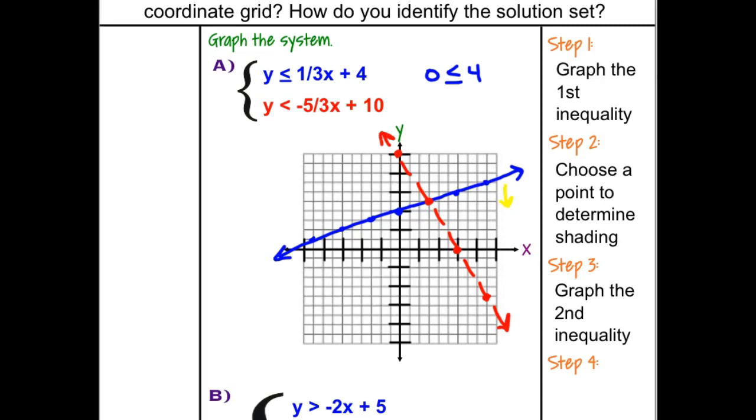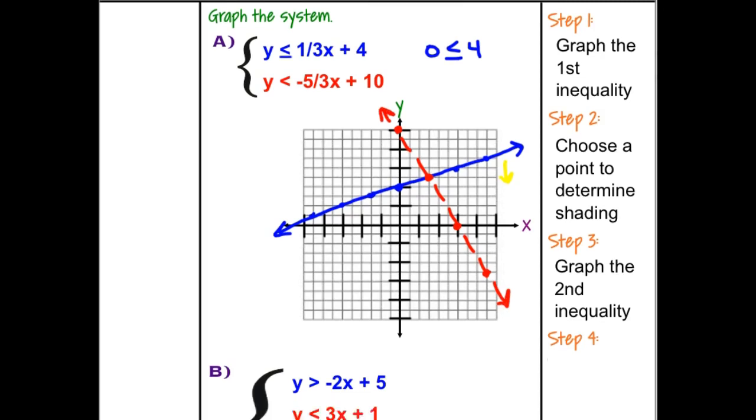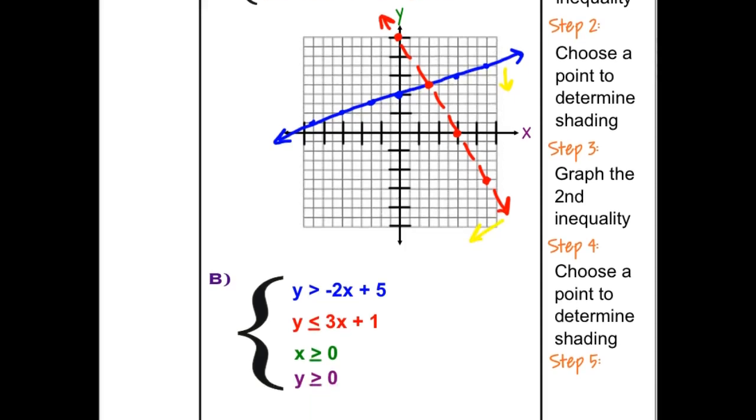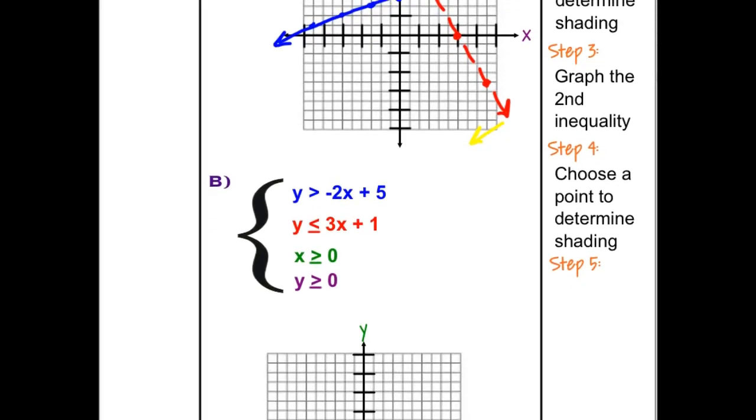And then I'm going to use my step 4, which says, choose a point to determine shading. So now, I know that my shading is going to be less than, so when I choose 0, 0, I end up with 0 less than negative 5/3 times 0, plus 10, which is 10. 0 is in fact less than 10, so that means that I'm going to shade this way. But then here's our catch. I'm going to scroll down and then I'll scroll back up here again.